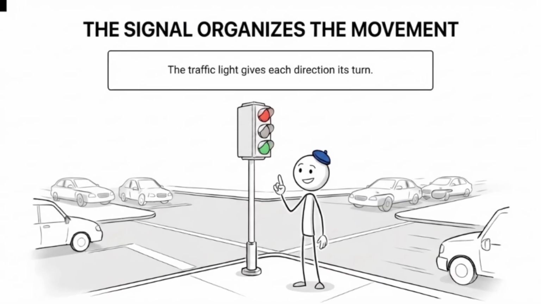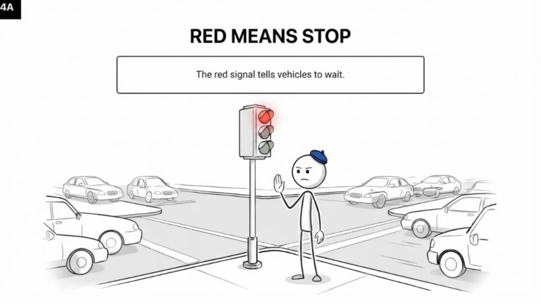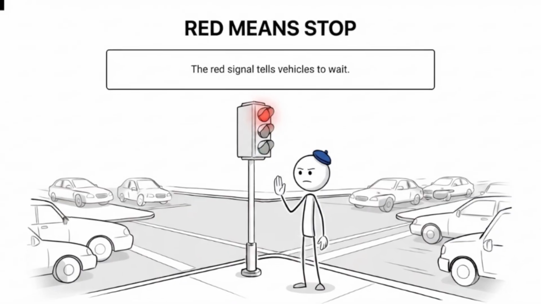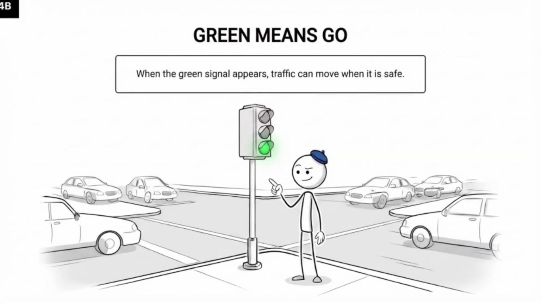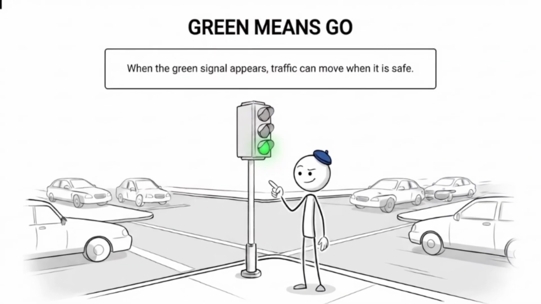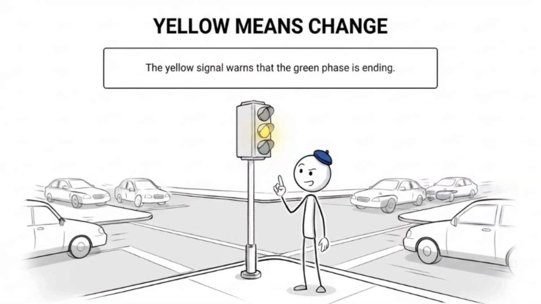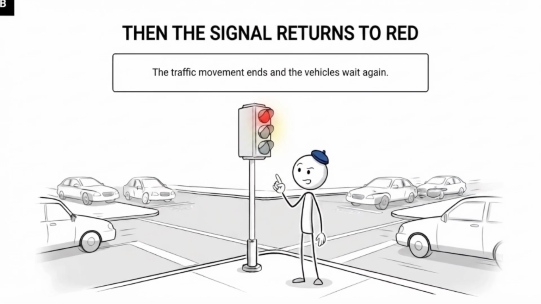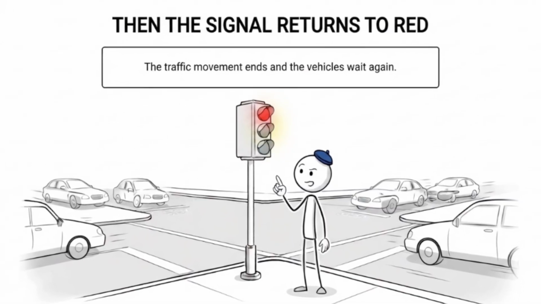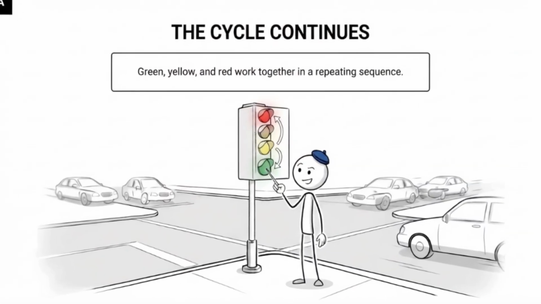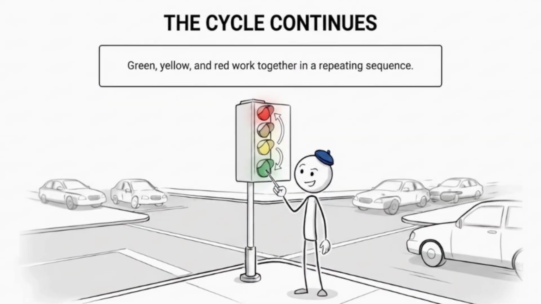The most familiar traffic signal has three lights: red, yellow, and green. The red light means stop. When drivers see red, they must remain behind the stop line and wait. The green light means go, but only when the road ahead is clear and it is safe to move. The yellow light means the current green phase is ending and the signal is about to change to red, so drivers should prepare to stop when it is safe to do so. These three lights work together as a repeating sequence, but the lights need something to control them.